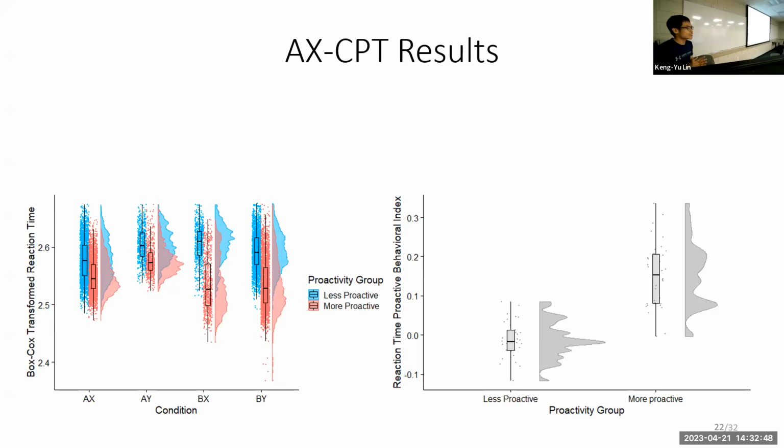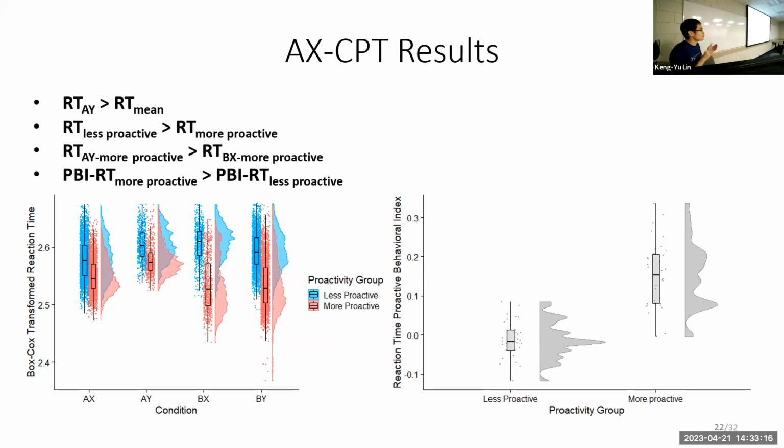So for the AXCPT result, you can see from the graph, visual inspection might tell you there are some different patterns between the less proactive and more proactive group. As you can see from the blue color and red color, the pattern is a bit different and they belong to different groups. Here, the same, you can see different patterns between the less proactive and more proactive group, right? So our visual inspection is verified by statistical analysis. The results here reached statistical significance. And I'm happy to talk about the details and reasoning in the Q&A session if you are interested.